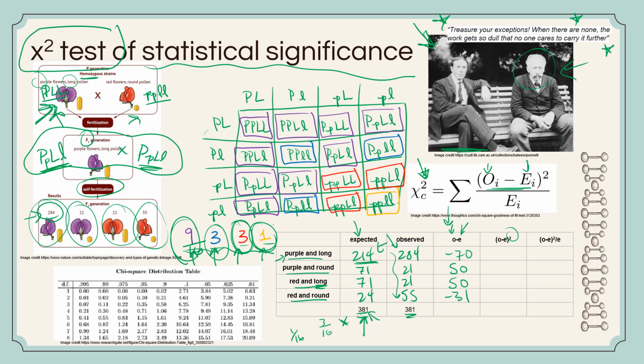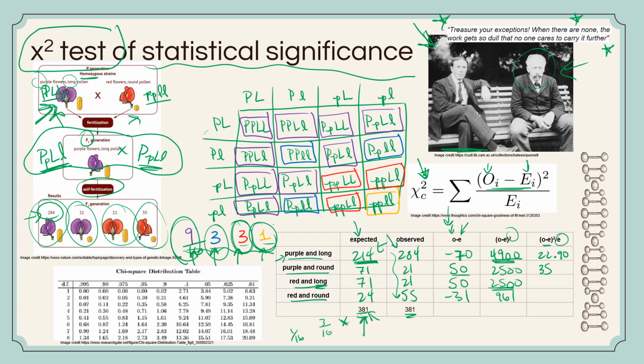So now I'm going to square all those numbers. Negative 70 squared is 4,900. 50 squared is 2,500. 31 squared, I have to do that in my calculator, is 961. Now I'm going to take all of those numbers and divide them by the expected. So 4,900 divided by 214 gives us 22.90 when we round. 2,500 divided by 71, sorry, is going to give us 35.